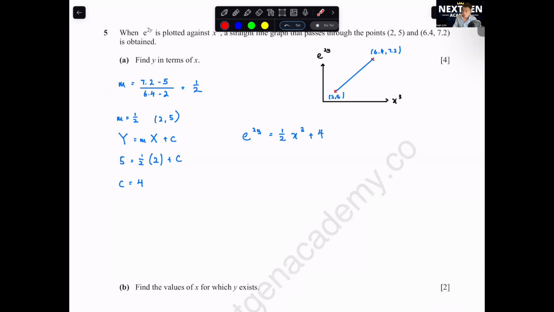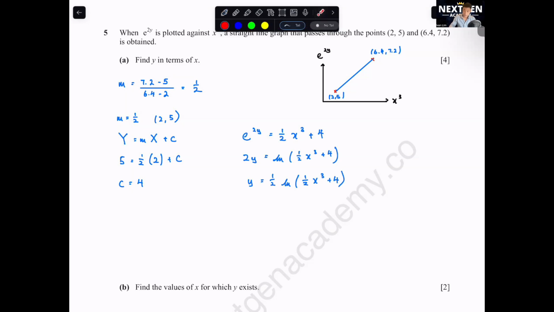Now we rearrange this. How do I convert this? I've got e, so I inverse with ln. We'll get ln of 1 over 2 x cubed plus 4. In the final one, we divide by 2: 1 over 2 times ln of (1 over 2 x cubed plus 4). They never ask us to simplify more, so we just leave it like this.